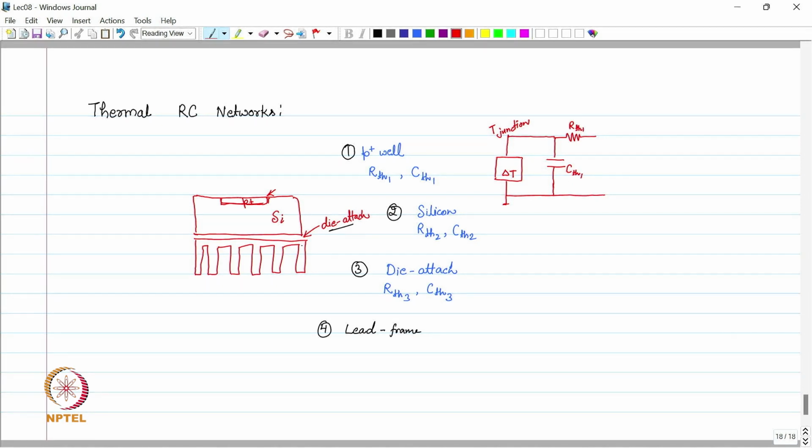Then this is connected to silicon, which is CTH2, and RTH2. Then again the die attach is connected to it, which is CTH3 and RTH3.